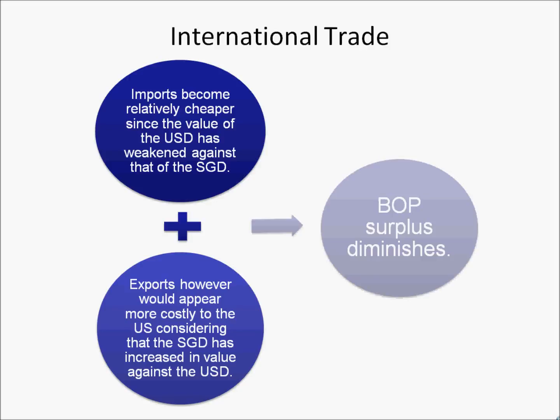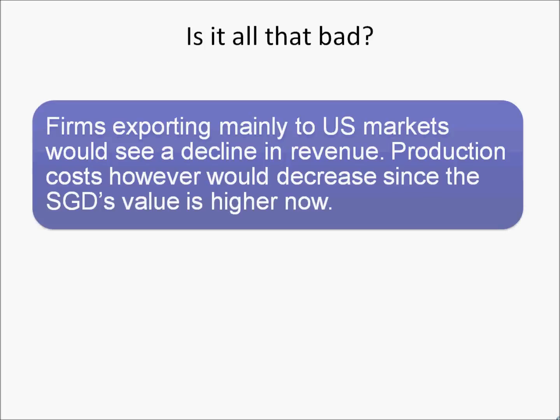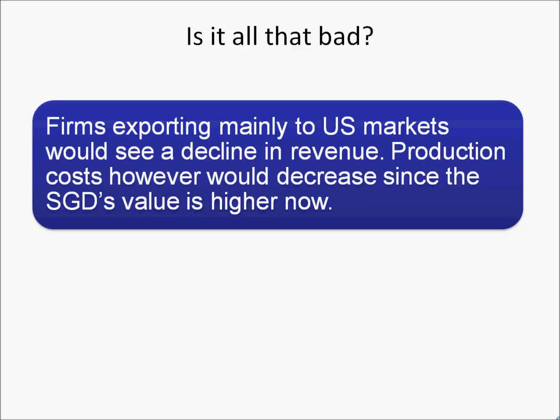These two, when combined, will lead to the BOP surplus diminishing, or if there's a BOP deficit, it will worsen. This is only one effect of the weakening US dollar on the Singapore economy, and this is a bad effect. However, there are positive effects. If we look from the perspective of a firm, we know that total profit equals total revenue minus total costs, and we know that there will definitely be a decrease in total revenue due to a decrease in demand for our goods.